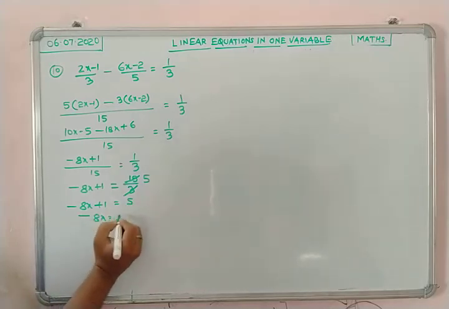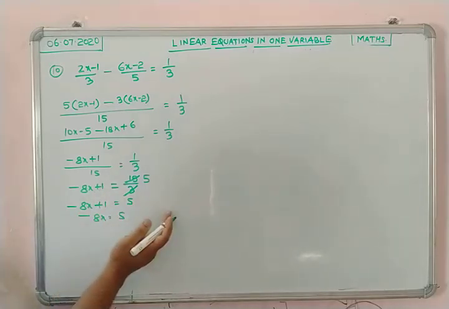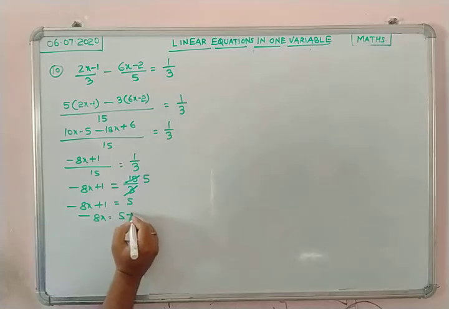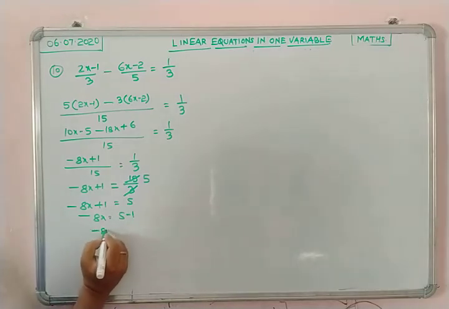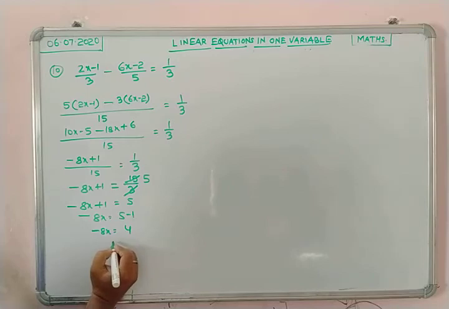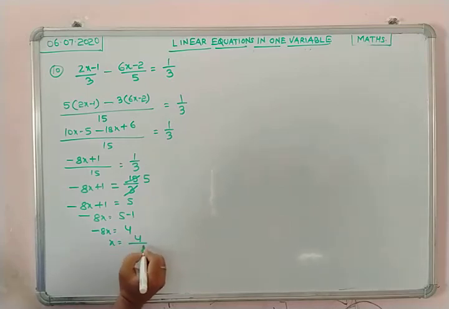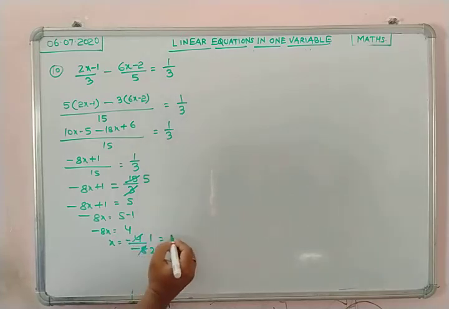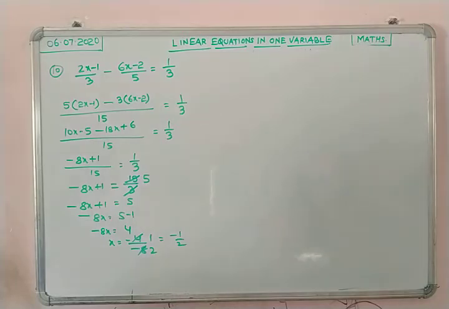So minus 8x equals 5, and the plus 1 will go to the RHS. This will turn into minus 1. Minus 8x equals 4. x equal to 4 by minus 8. We can cancel by 2, and the minus sign is there. So minus 1 by 2 is the solution for question number 10.